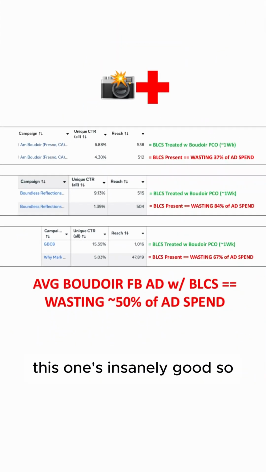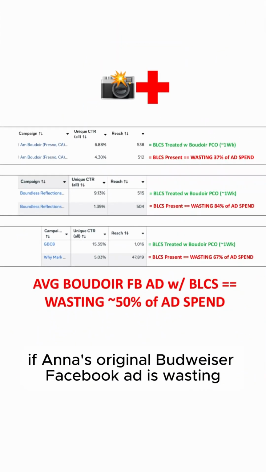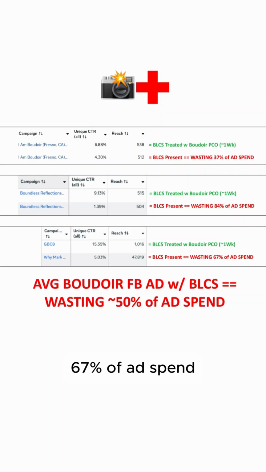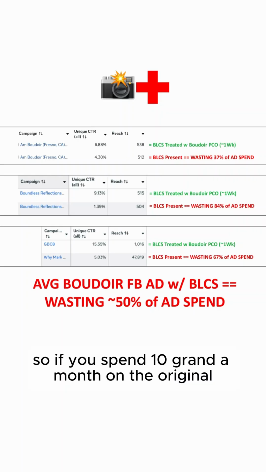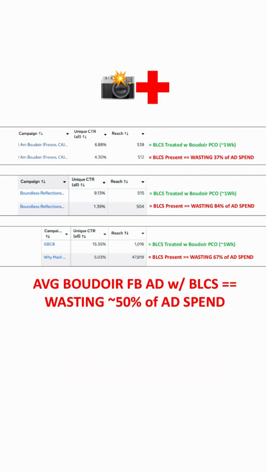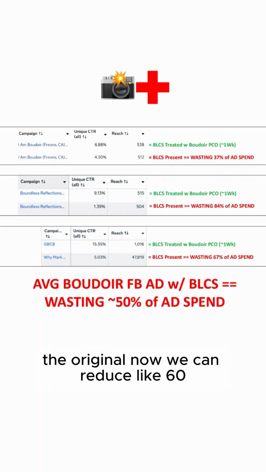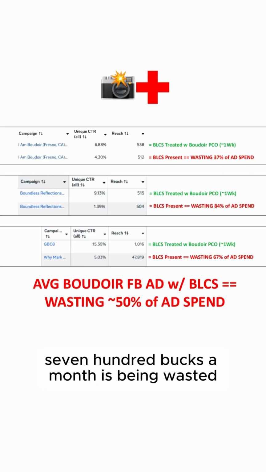And this one's insanely good. So we found his original Boudoir Facebook ad is wasting 67% of ad spend. So if you spend 10 grand a month on the original Boudoir Facebook ad, basically $6,700 a month is being wasted.